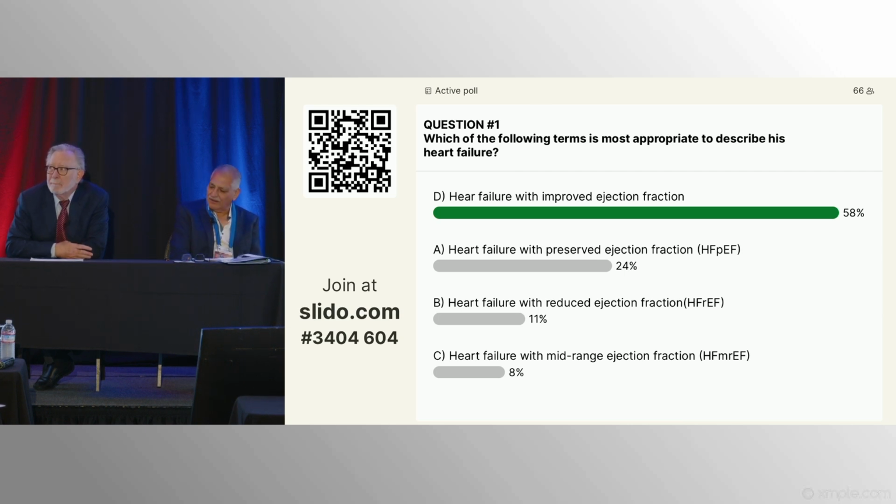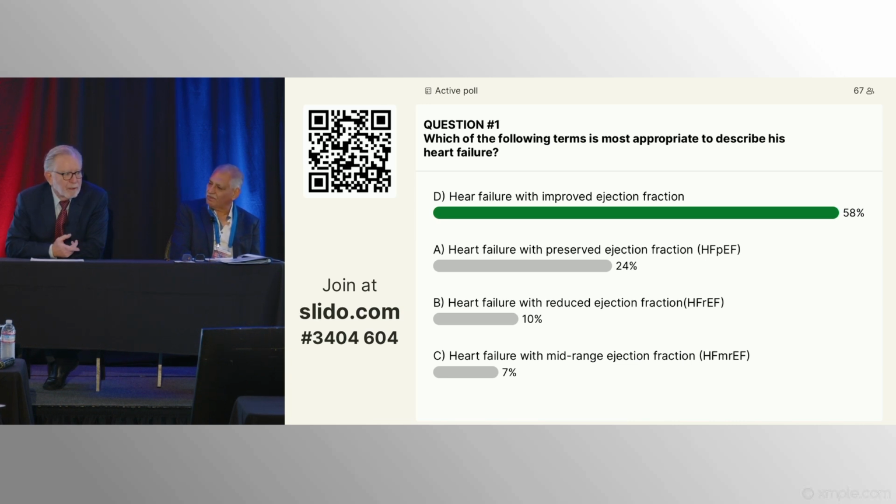So in common parlance for many years, 40% and less was called low, and above 40 was called preserved, which is totally stupid because 41 is still low, right? And that's where then the term came, mid-range ejection fraction. It's a continuum, but in theory, anybody below 52 should be called low ejection fraction heart failure.